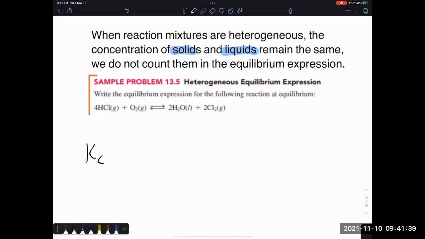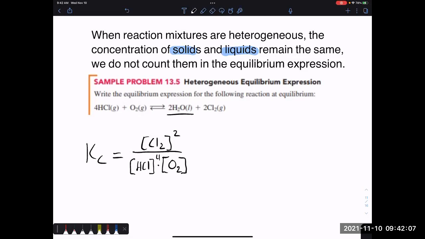So Kc is going to be equal to our products over our reactants. Again, this is a liquid, so we leave it out. So Cl2 squared over HCl to the fourth, multiplied by O2 raised to the first.